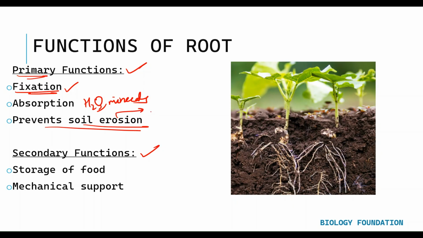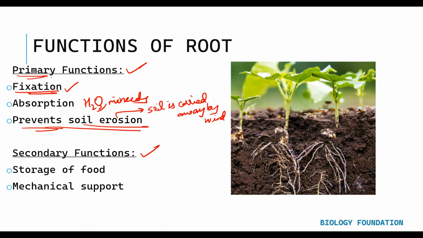What is soil erosion? Soil erosion is where soil is carried away by wind. Now, what do roots do? They prevent soil erosion. How? Roots, I told you, help in proper fixation of the plant to the soil. So they firmly bind the soil particles. They tightly hold on to the soil particles. So even when there is heavy wind, the soil can't be taken away by wind. That's because soil is tightly held by your roots.